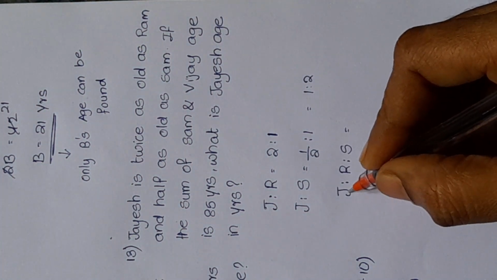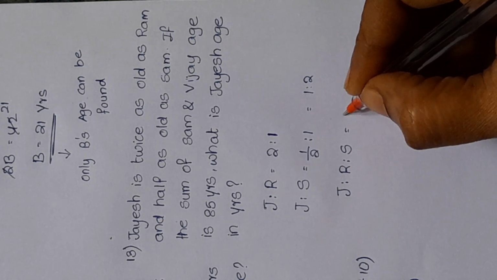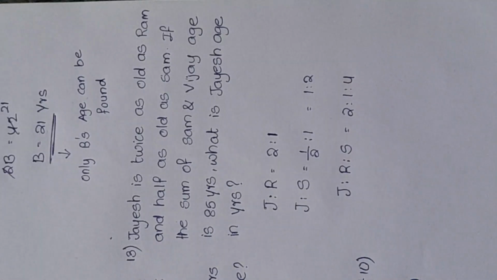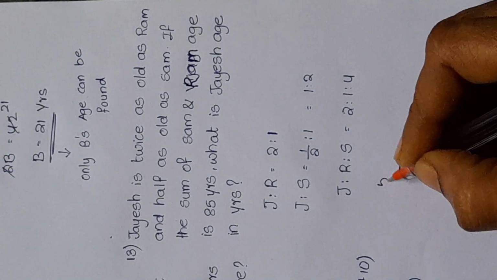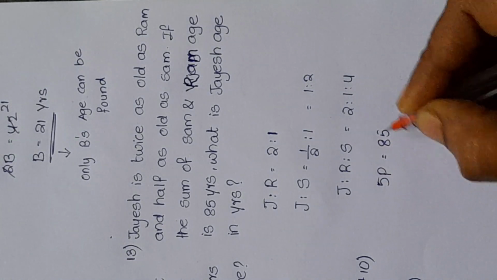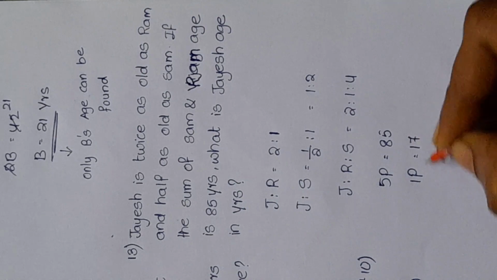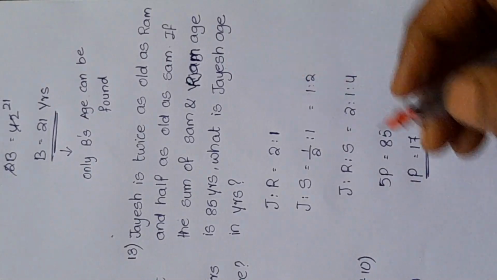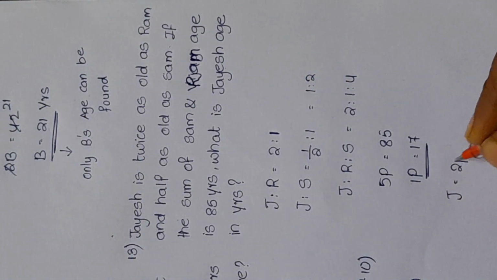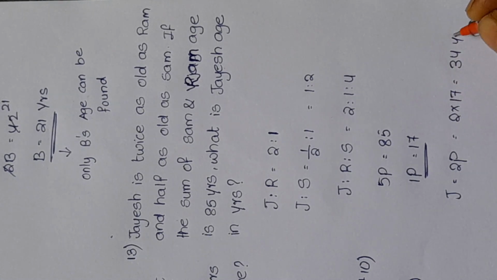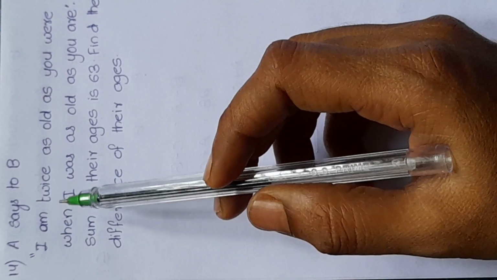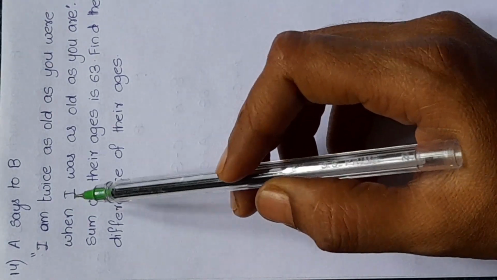So the ratio of Jayesh's age, Ram's age and Sam's age is 2:1:4. The sum of ages of Sam and Ram is given as 85 years. That is 5 parts is equal to 85. So 1 part is equal to 17. We should find the age of Jayesh. Jayesh's age is 2 parts, that is 2 into 17, 34 years.